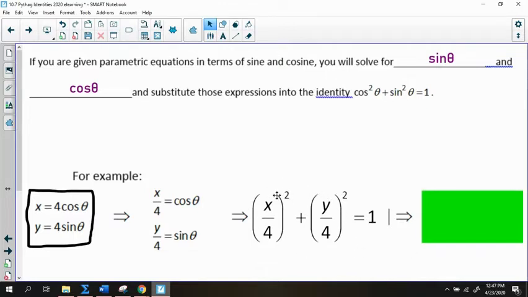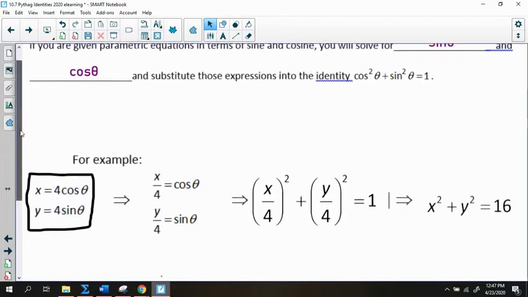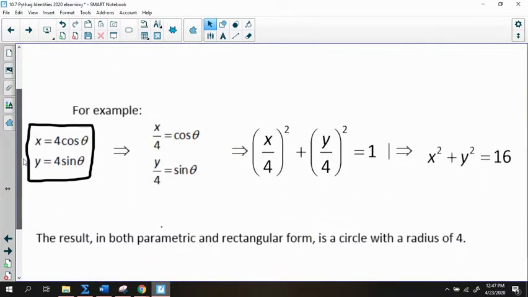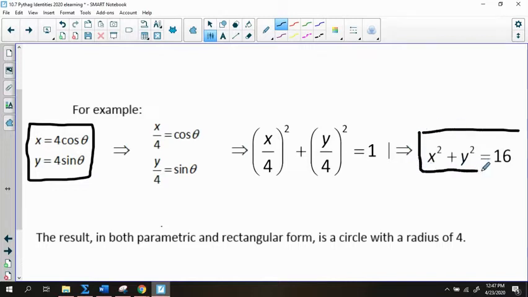And if you actually square these pieces out and then multiply the denominator to the right side of the equation, you have an equation that is x squared plus y squared equals 16. And x squared plus y squared equals 16 is the equation of a circle. So now you can see that in this parametric form, you have a circle. And in this rectangular form, you also have a circle. So two versions of a circle.